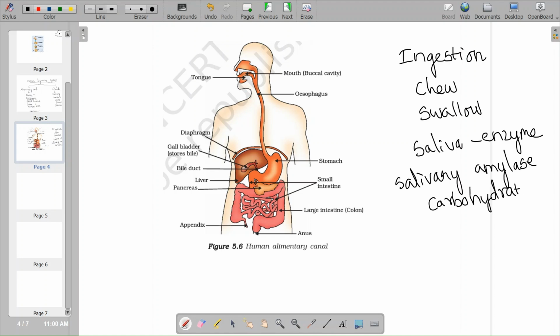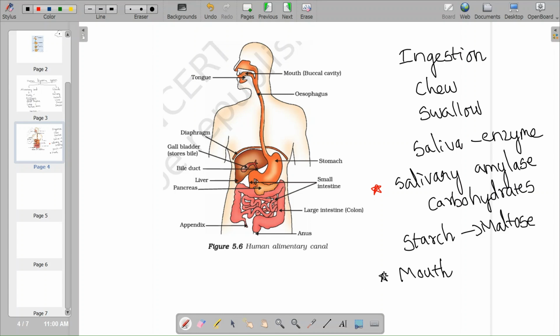So, breakdown of carbohydrates: the starch present in the food material is converted into maltose. And here you have an important question. What is the digestive enzyme present in the saliva? It is salivary amylase. Another important question: where does digestion begin? Digestion starts in our mouth. Okay, this is another important question.